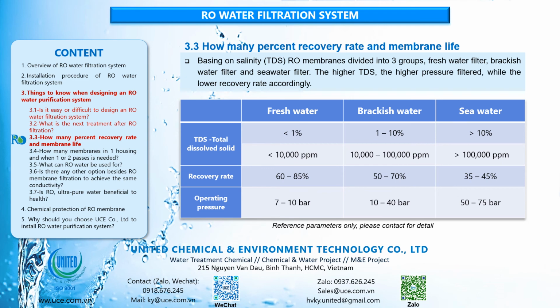1.1 Fresh water is less than 1%, brackish is within 1 to 10% and seawater is greater than 10%. 1.2 Fresh water is less than 10,000 ppm, brackish is within 10,000 to 100,000 ppm and seawater is greater than 100,000 ppm. 2. Recovery rate: fresh water is from 60 to 85%, brackish is within 50 to 70% and seawater is between 35 and 45%. 3. Operating pressure: fresh water is from 7 to 10 bars, brackish is within 10 to 40 bars and seawater is between 50 and 75 bars.